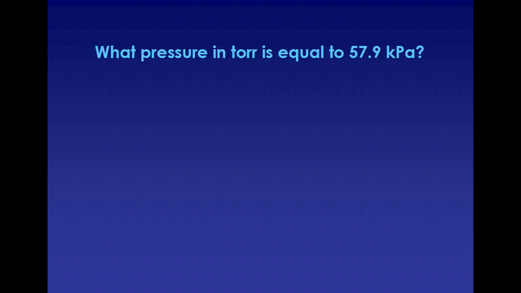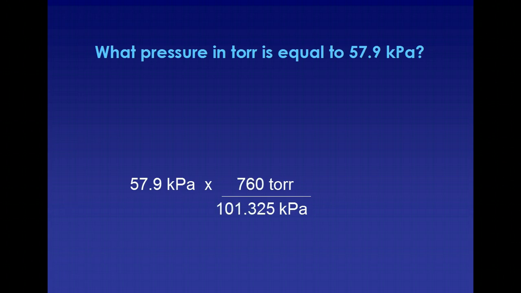We're going to see how many torr are equivalent to 57.9 kPa. So we start with what we're given, cancel out the kPas, go to torrs, and then 760 gets to go with torr, 101.325 gets to go with kPa. The kPas cancel out, multiply across and divide. We want 3 sig figs: 434 torr.